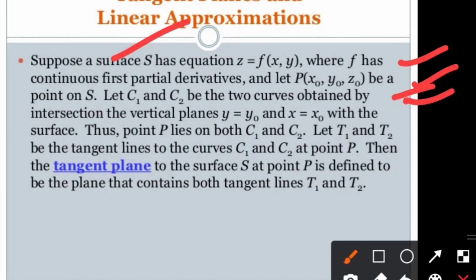Let T1 and T2 be the tangent lines to the curves C1 and C2 at point P, then the tangent plane to surface S at point P is defined to be the plane that contains both tangent lines T1 and T2.